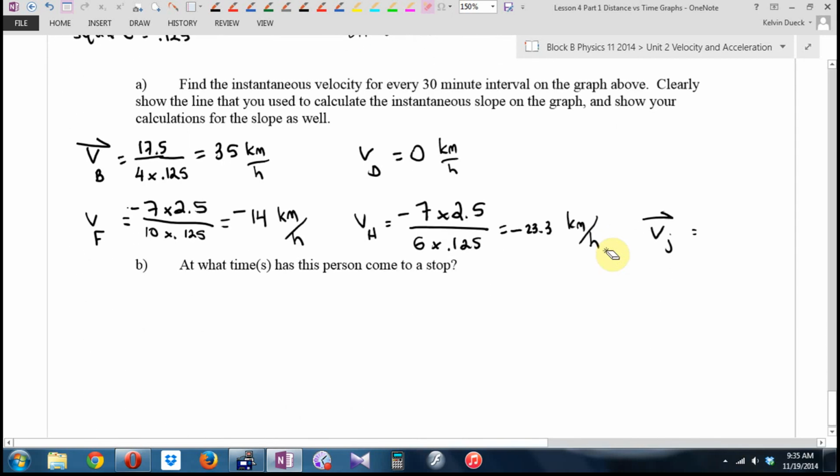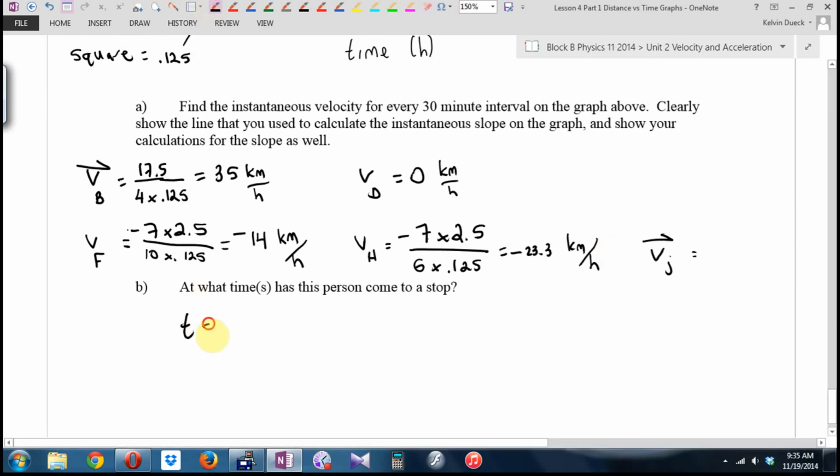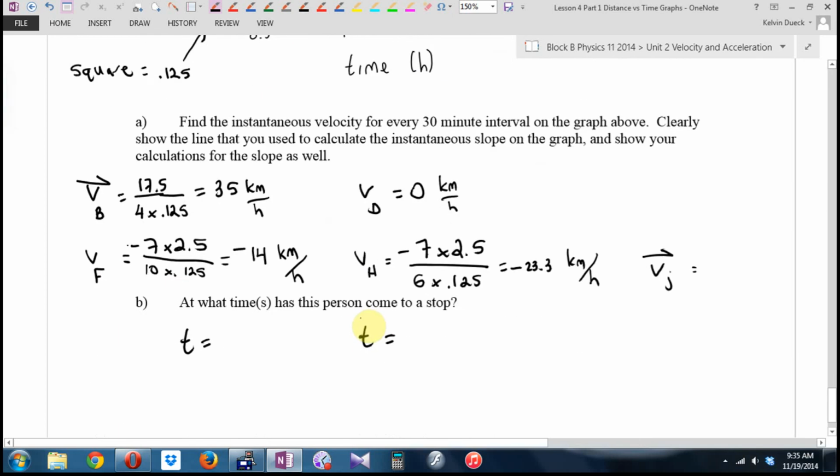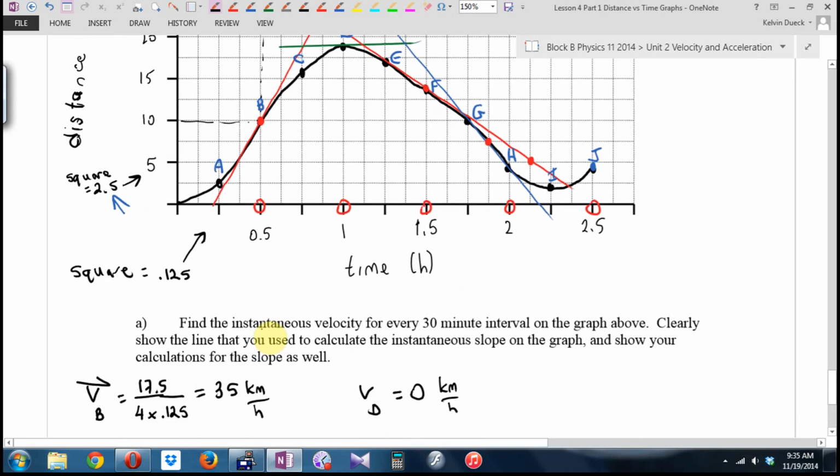Let's answer the questions. B says, at what time has this person come to a stop? There are 2 times. What 2 times have they come to a stop? 1 hour? And T equals? Point I, right? Which is how far along? 2.5 is right there. Thank you for playing. 2 1/4, 2.2. You're giving us decimals! Yeah, I am, on purpose.